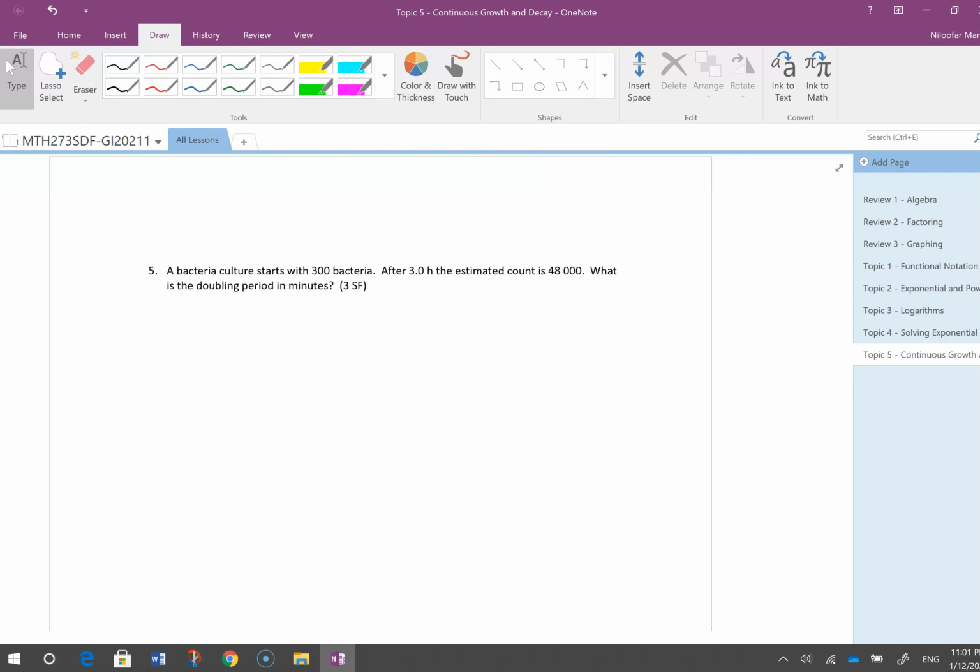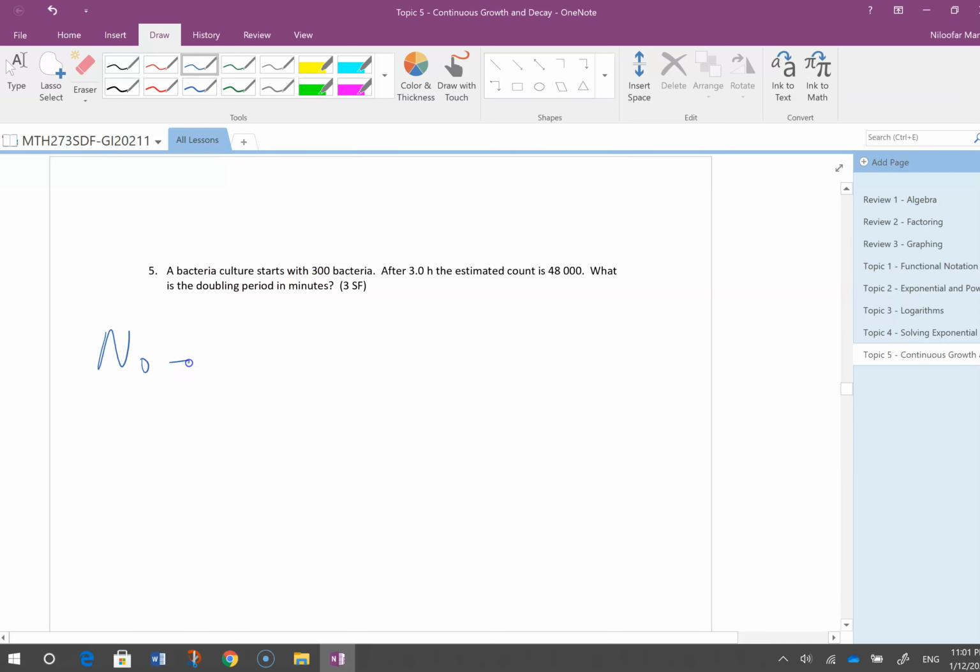Okay, so a bacterial culture starts with 300 bacteria. After 3 hours, this is the estimation. What is the doubling period in minutes? Okay, so just be careful. See, this is a start.